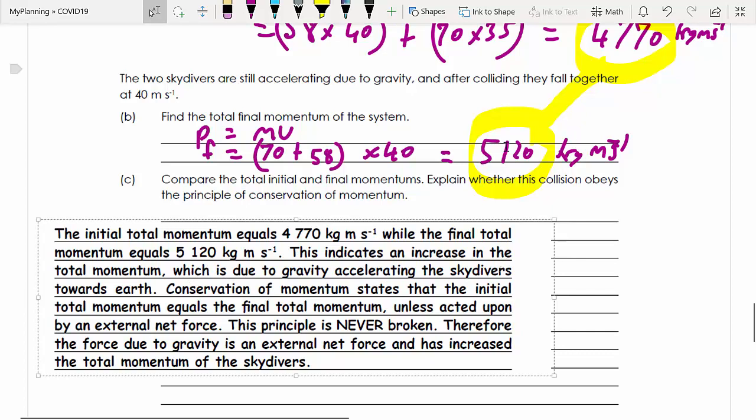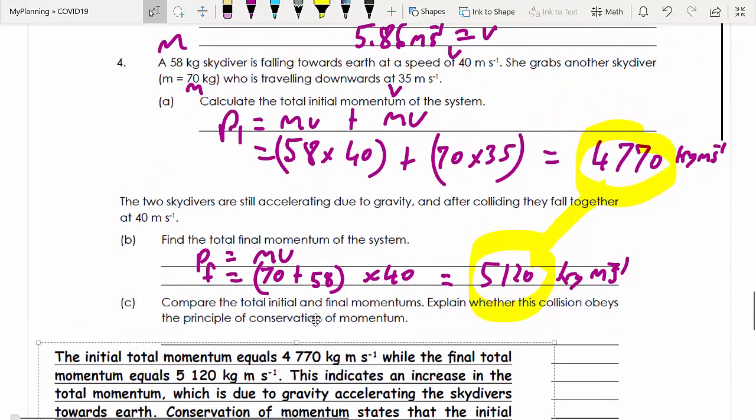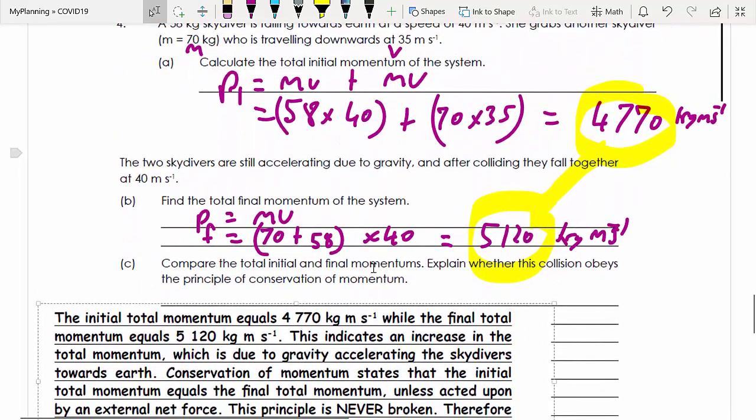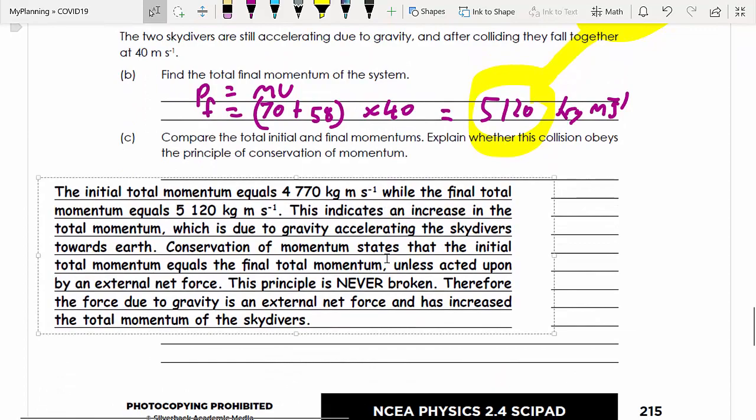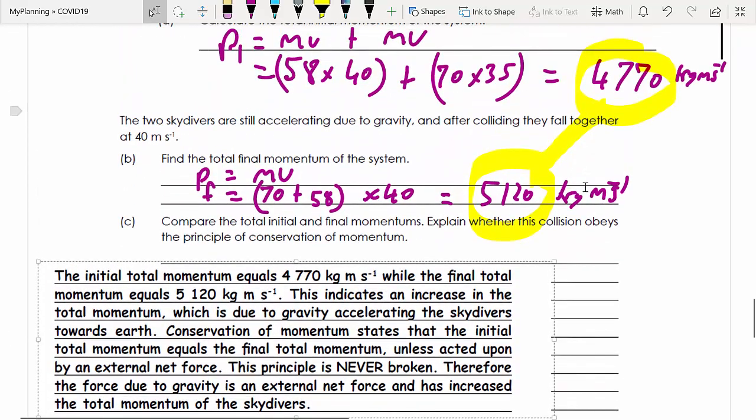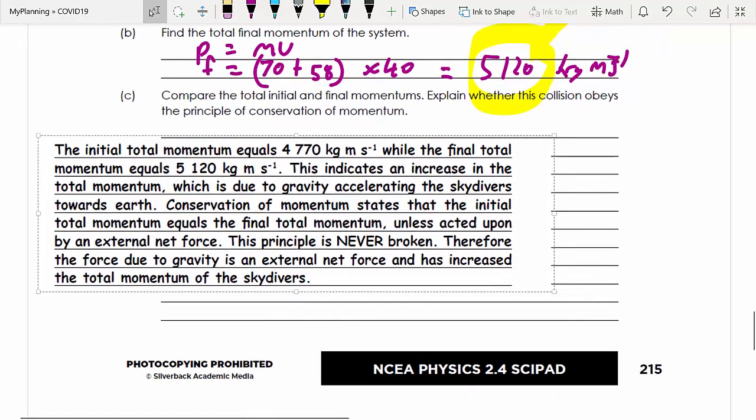If anything, it always reduces because of friction, except if your skydiver is free-falling, having a collision in mid-air, which is due to gravity accelerating the skydivers towards the Earth. The conservation of momentum states that the initial momentum must equal the final unless acted upon by an external force. This principle is never broken, therefore the force of gravity is an external force, which is why we never do vertical motion momentum questions. Anyway, it's a good teaching point. That's the end of page 215.